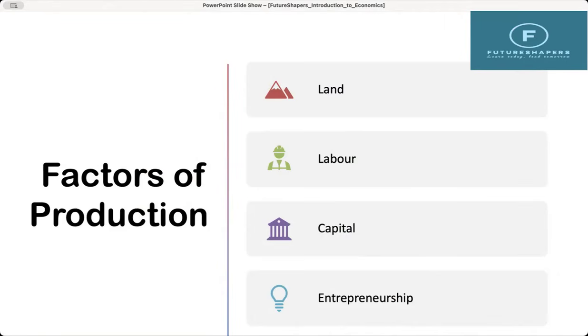We have land, which includes natural resources. We have labor, which means the people who do the job, capital, which includes money, machines, and tools, and entrepreneurship, which relates to innovation and risk taking.